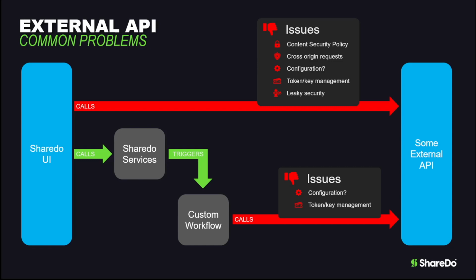So it can't load scripts, it can't load images or anything else from any other external origin unless you explicitly tell it to. And there's a whole bunch of security reasons why it does that. But when the Sherdo UI tries to call some external API, it'll get blocked by CSP, and you can go into the Sherdo feature and you can add the URL of your external API to the CSP feature under the Connect SRC section, and that will allow the Sherdo UI running in the browser to call your external API. But that's not the only thing that's going to stop you.